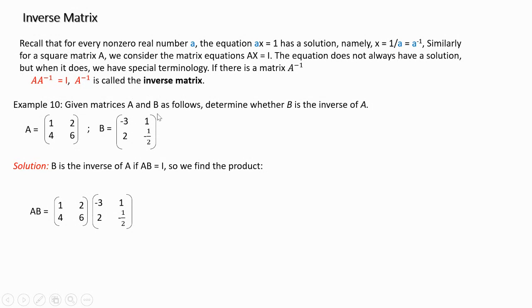Example 10, given matrices A and B as follows. Determine whether B is an inverse of A. Because for them to be inverses of each other, when I multiply them, it has to give me the identity, which will be the 1, 0, 0, 1 matrix. So if I multiply these, it is going to give me the 1, 0, 0, 1 matrix. So that means these two are inverses of each other, which is equal to I. B is the inverse of A because A times B equals the identity.